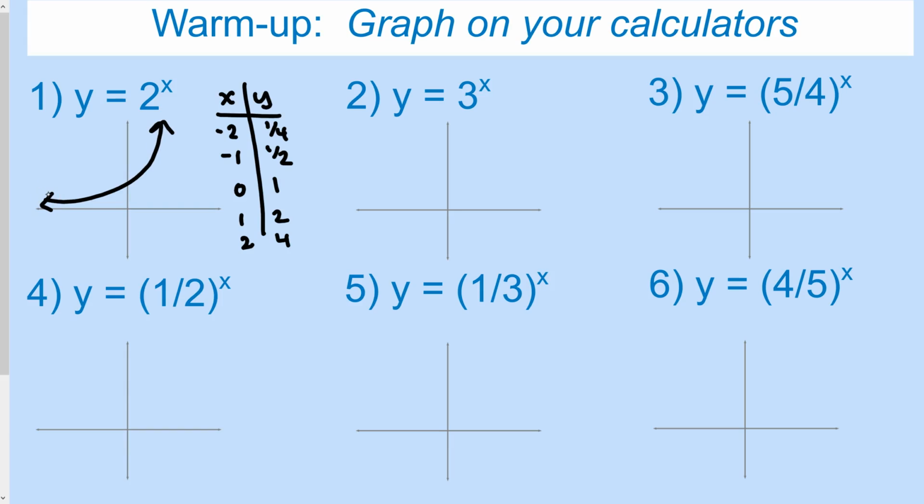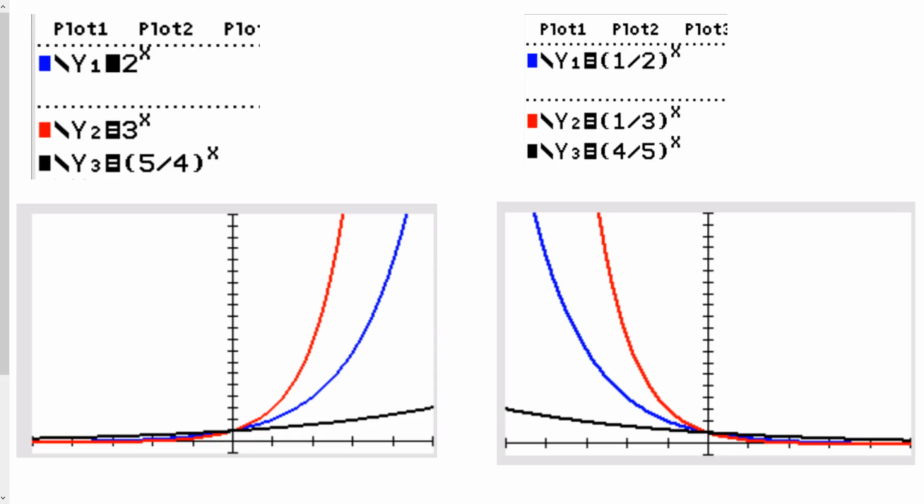And so when we looked at these with the calculator, we started by looking at y equals 2 to the x, y equals 3 to the x, and y equals 5/4 to the x. And you can see that mine were color-coded, so I have blue, red, and black corresponding to the graphs below. So these all have exponential growth shape, they all have a shape like so. The steepness differs depending on the base. The base of 2 is not as steep as the base of 3, and the base of 5/4 is not as steep as the base of 2.